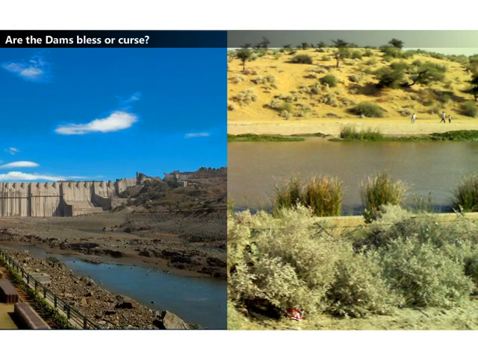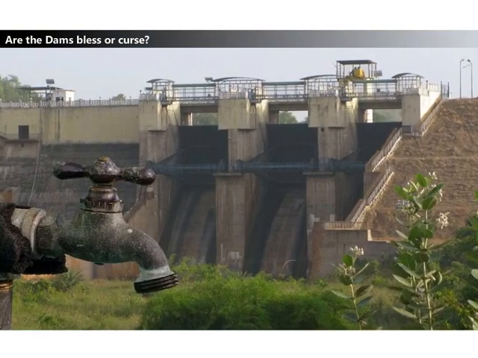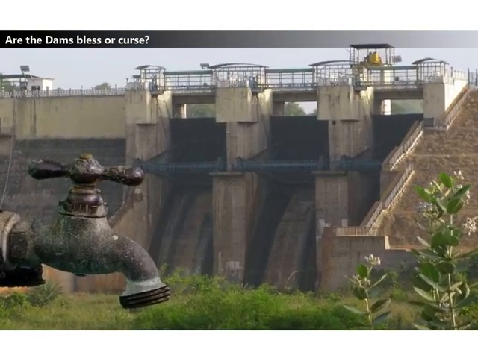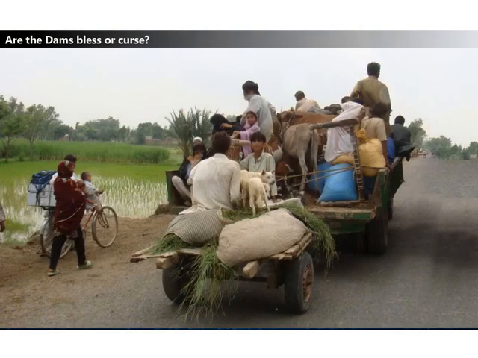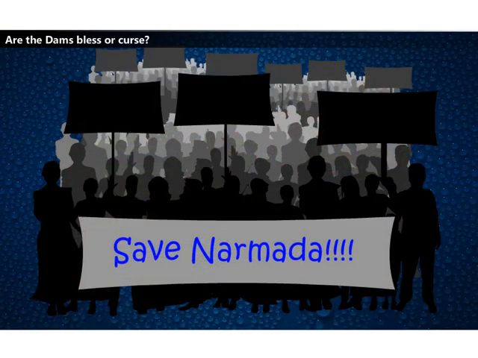Though the dams and canals are able to solve the problem of water scarcity in some areas, the people who have been displaced for construction of the dams and canals never get its fair share. There are always protests against construction of big dams on various grounds.